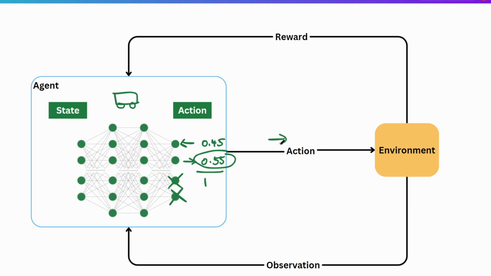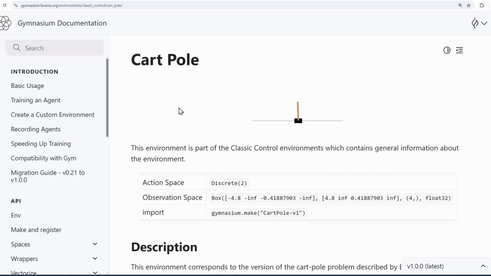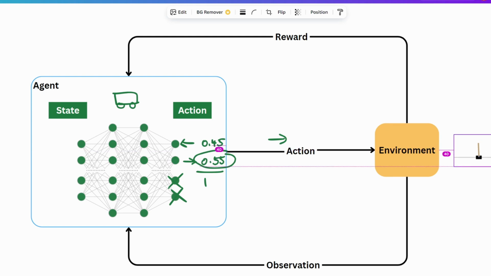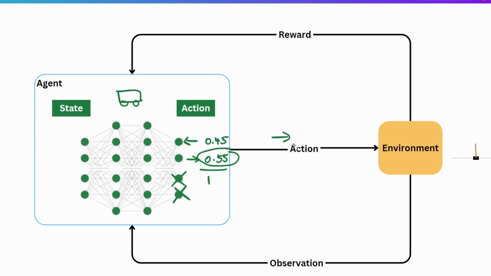We'll perform this action against the environment. The environment is this one. Gymnasium is a Python library that has dozens of reinforcement learning environments, cartpole being one of them. So we're executing the action against the cartpole environment. After performing this action, if the pole is still standing, we get a reward of +1.